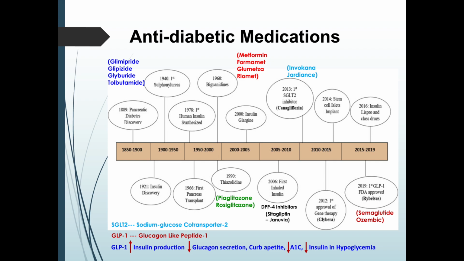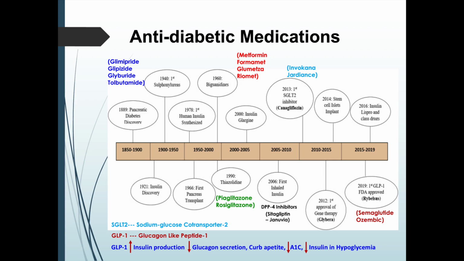Those were developed. So as I said, in 1889 the pancreas was discovered as the source of diabetes. From that period till the discovery of insulin, so many deaths occurred, and in the year 1940 they first produced sulfonylureas as a medication. Then in 1966 the pancreas was transplanted. That was also another treatment strategy. Human insulin was synthesized in 1978.